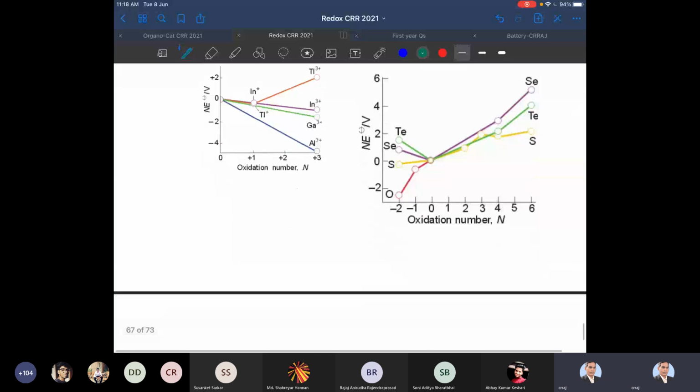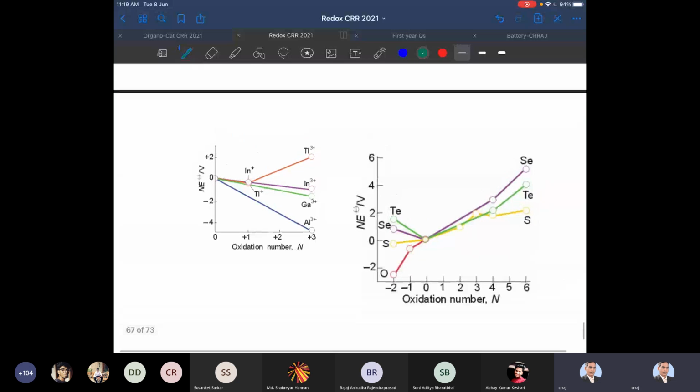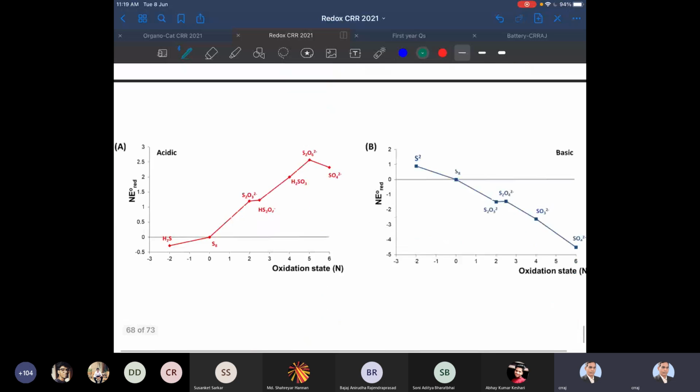Another couple of diagrams, then I will go to the battery. Here I have shown indium, gallium and aluminium. And here is the sulfur group: oxygen, sulfur, selenium, tellurium. I am simply showing it, not reading it again, which will undergo disproportionation reaction, which will undergo comproportionation reaction. It's a mere repetition. These are representative examples of the Frost diagram. You should be able to read from here and answer the question.